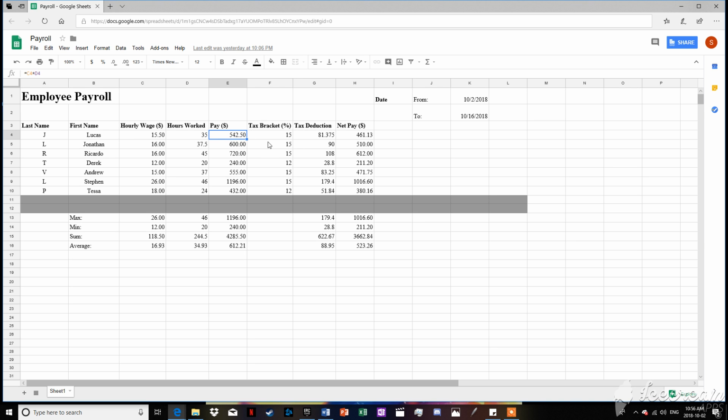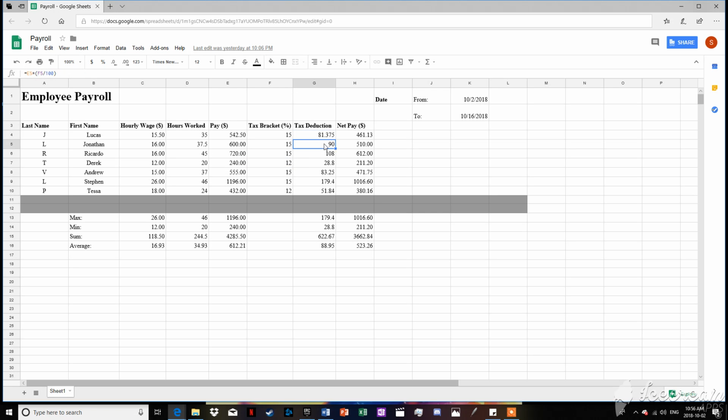So because he made greater than 500, he's put in a tax bracket of 15%. But if we look at Derek, for example, Derek only made $240. Because that's less than 500, he only gets put in a tax bracket of 12%. The next column here, the G column, is tax deduction.